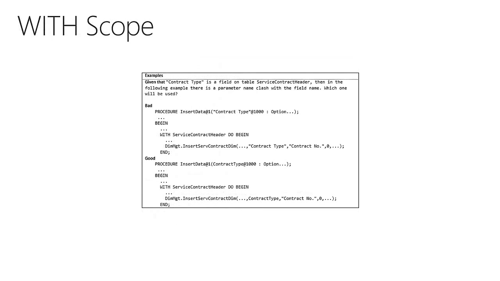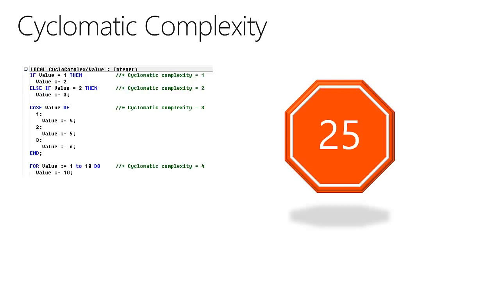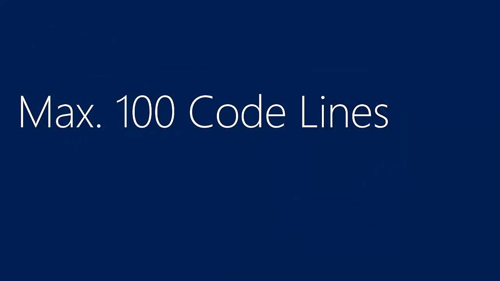When using a with scope in a table, always check if a field or variable is not used in both tables. This can lead to ambiguous results. Check your code for cyclomatic complexity. Each if, case, for, while and repeat get a point, and the total number of points in your function should never exceed 25. A function should never have more than 100 lines of code.